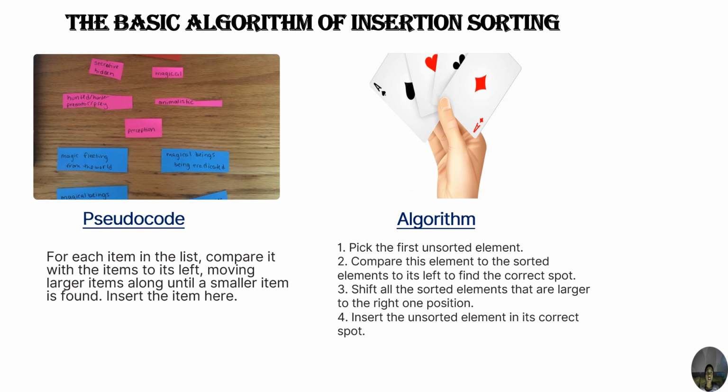The basic algorithm of insertion sort. Pseudocode. For each item in the list, compare it with the item to its left, moving larger items along until a smaller item is found. Insert the item here. Algorithm. Pick the first unsorted element. Compare the element to the sorted elements to its left to find the correct spot. Shift all sorted elements that are larger to the right by one position. Insert the unsorted element in the correct spot.